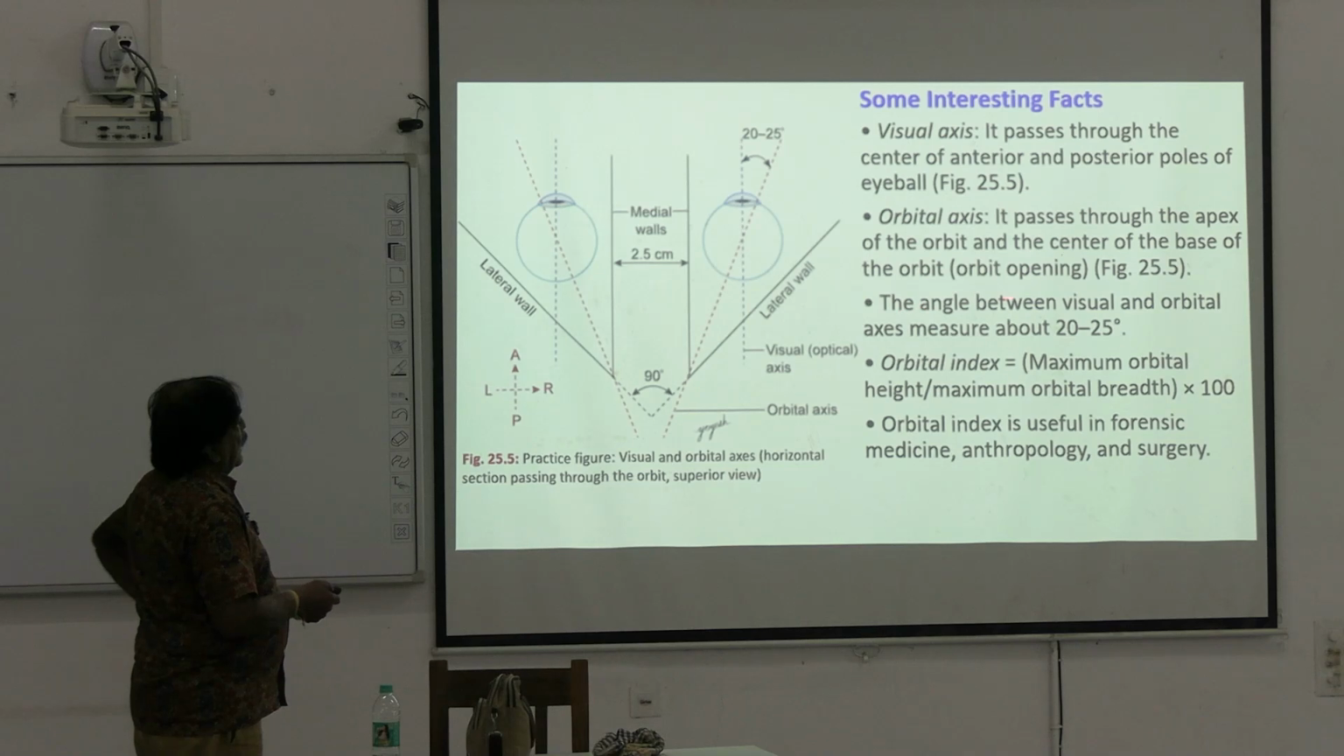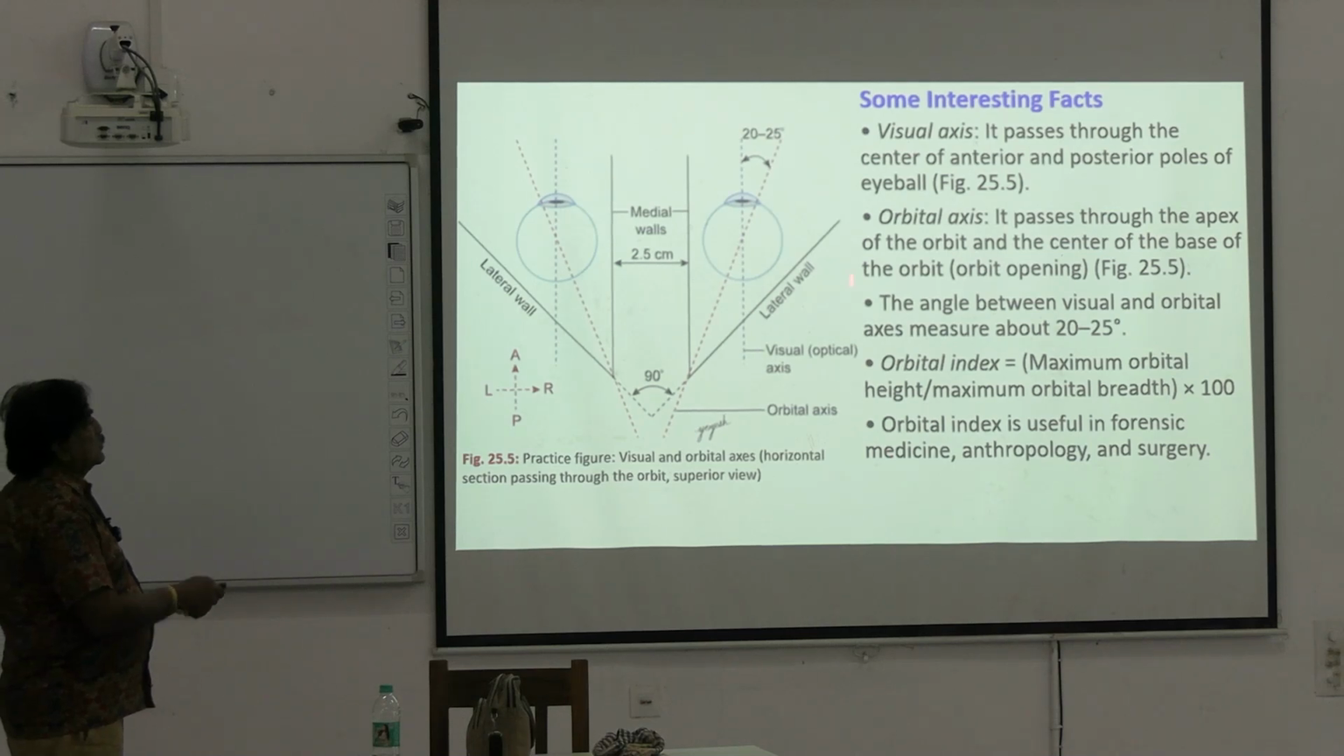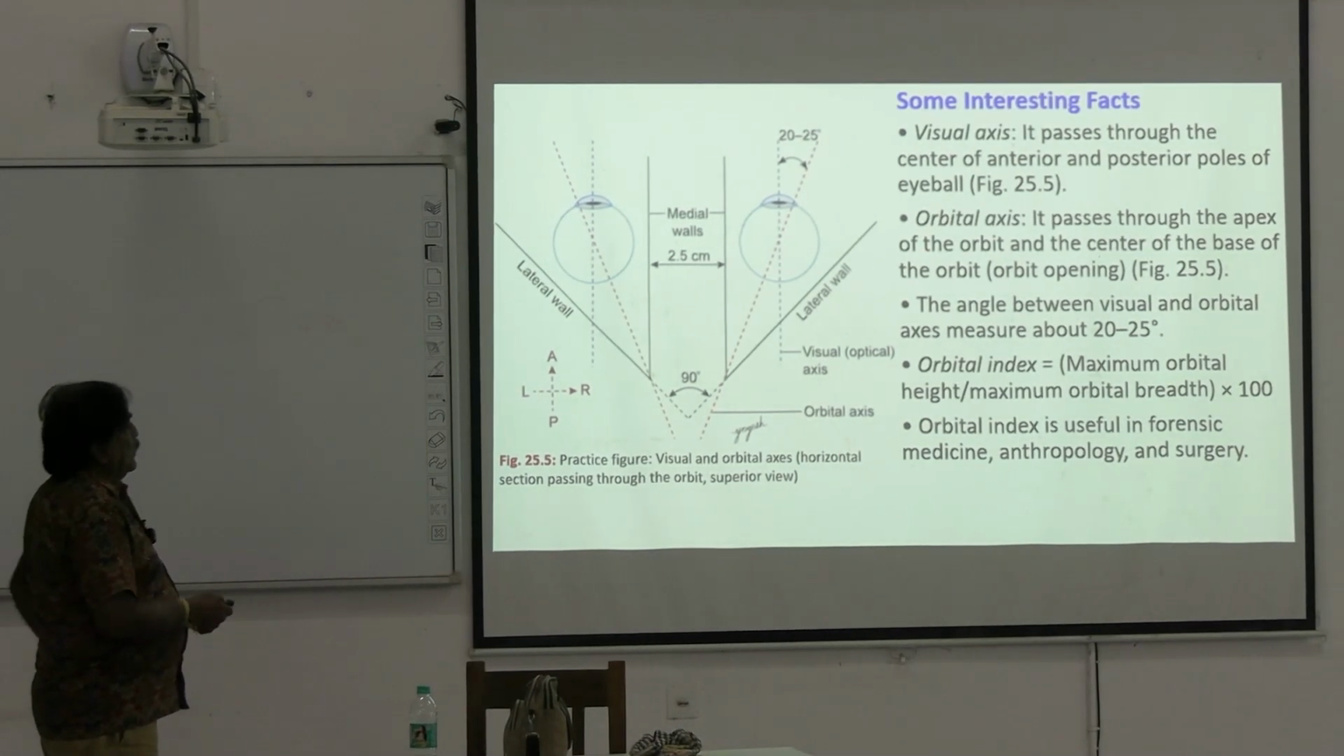And the angle between the visual and orbital axis measures about 20 to 25 degrees. This is the difference. Now, orbital index: maximum orbital height and maximum orbital breadth into 100, you get an orbital index. The orbital index is used for forensic medicine, anthropology and surgery. This is important. It can be a short note on this part. Okay?